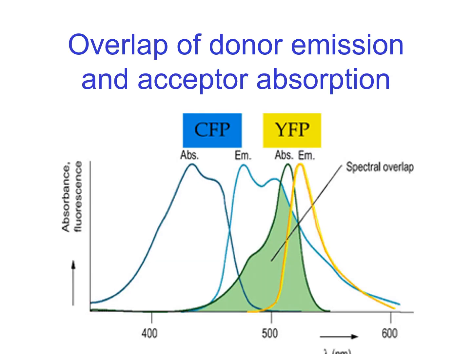The overlap of donor emission and acceptor absorbance is shown here. This example involves two fluorescent proteins, called cyan fluorescent protein, CFP, and yellow fluorescent protein, YFP.